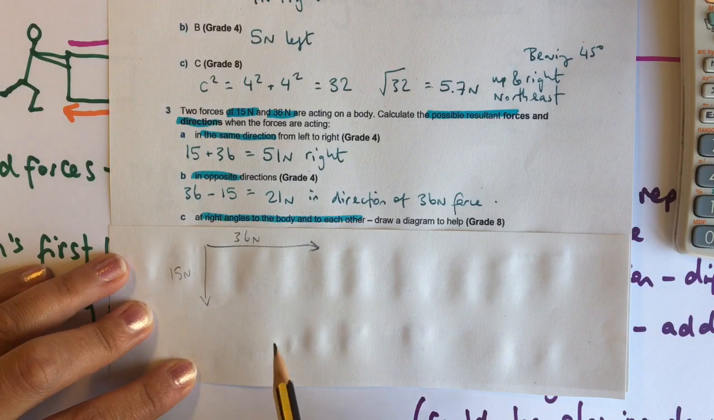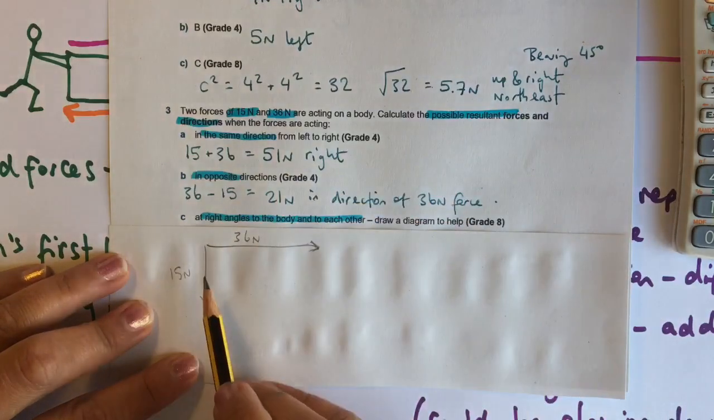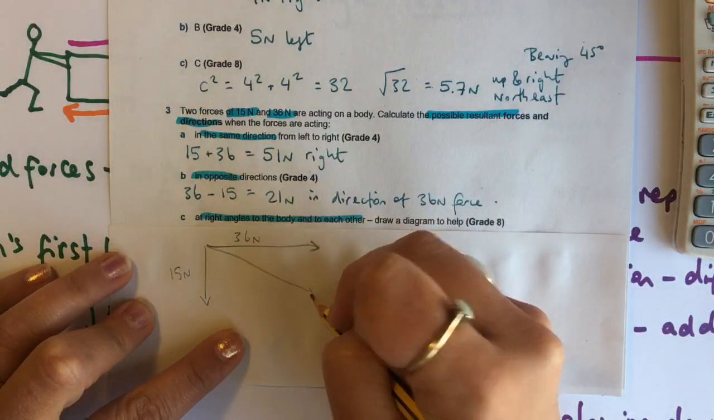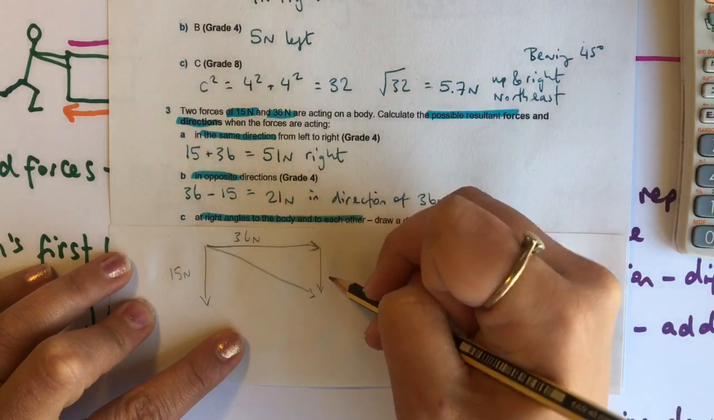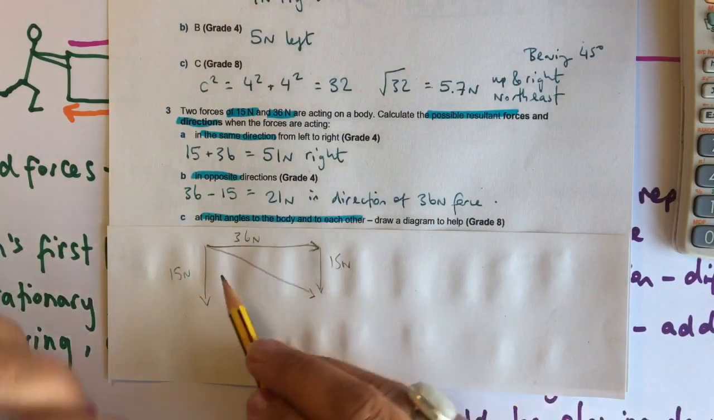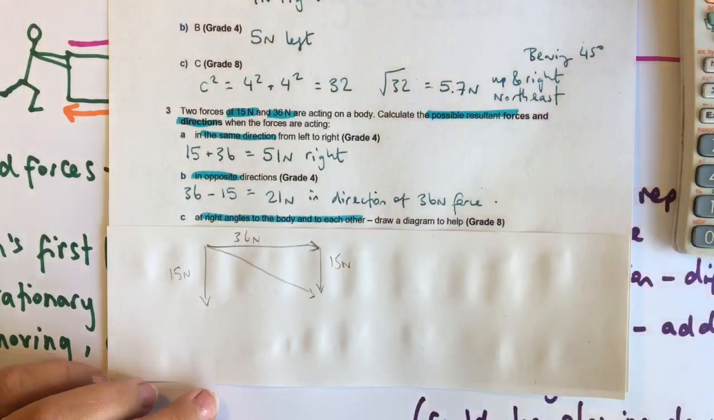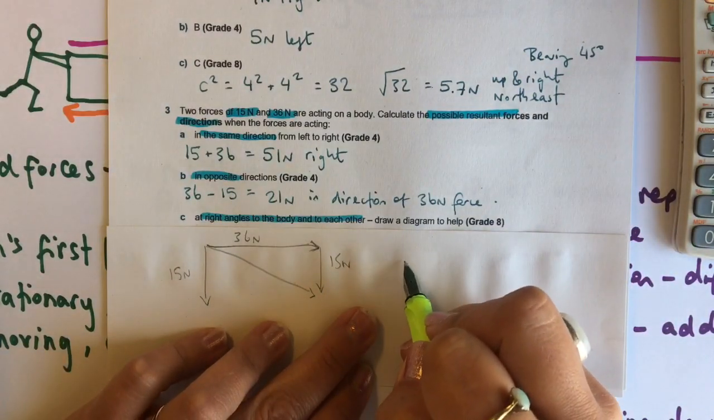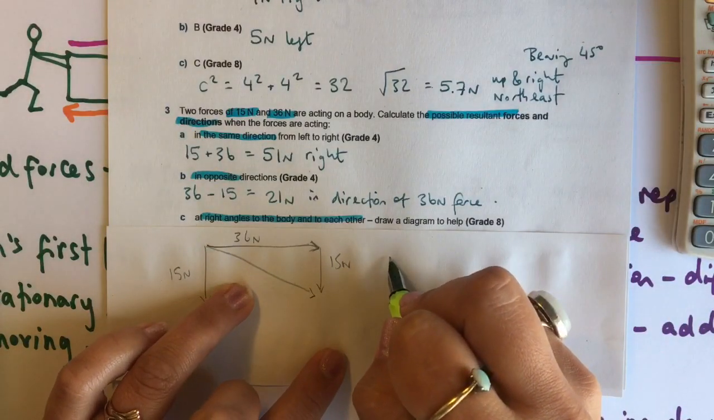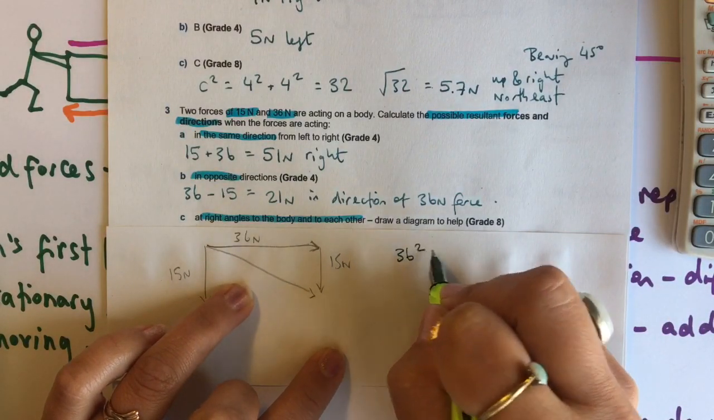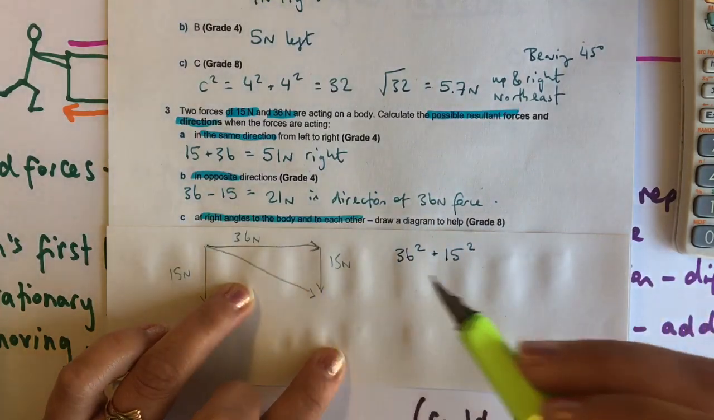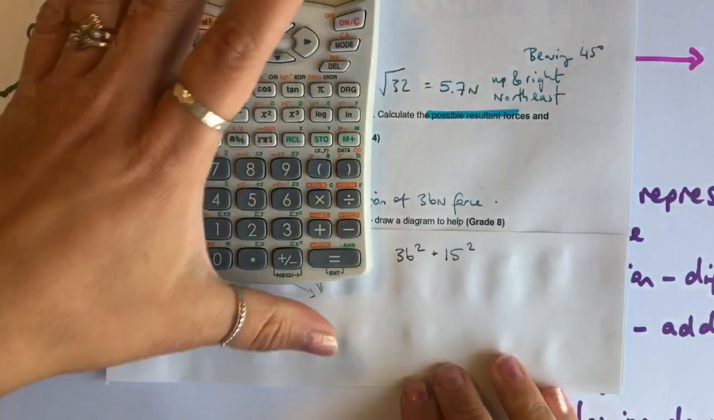Okay, so I want to draw a triangle really. What I can do is, so the resultant force is going to be somewhere here, and this is going to be 15 newtons still, because I'm just shifting it across. Okay, so I can use Pythagoras again. So I know that the resultant squared is going to be 36 squared plus 15 squared. It's going to give me the resultant squared, so let's do this.